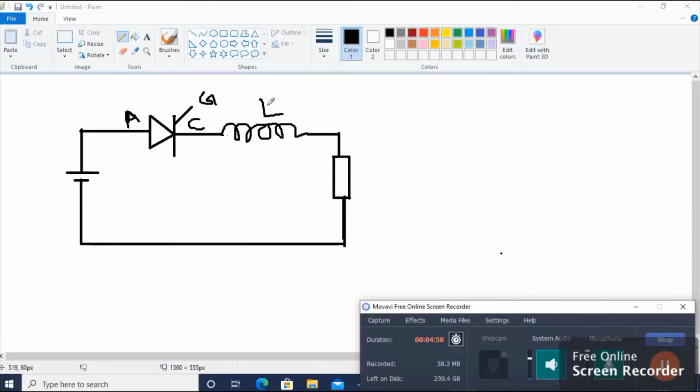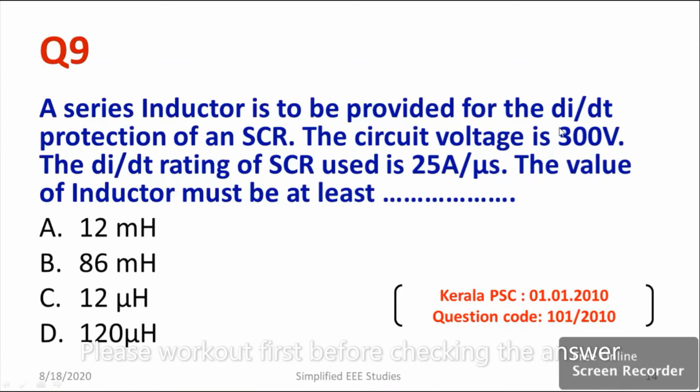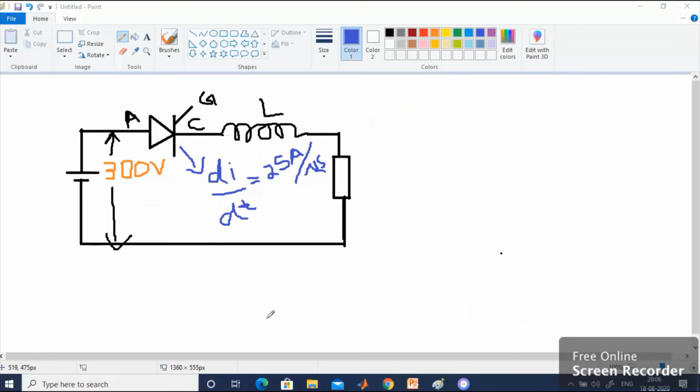I have connected one inductor. Here, the operating voltage of the circuit is 300 volt, and the di by dt rating is already given. The di by dt rating of the SCR is 25 ampere per microsecond. Now let us note down those parameters which are available from the question. The operating voltage is 300 volt, and the di by dt rating of the device is 25 ampere per microsecond.